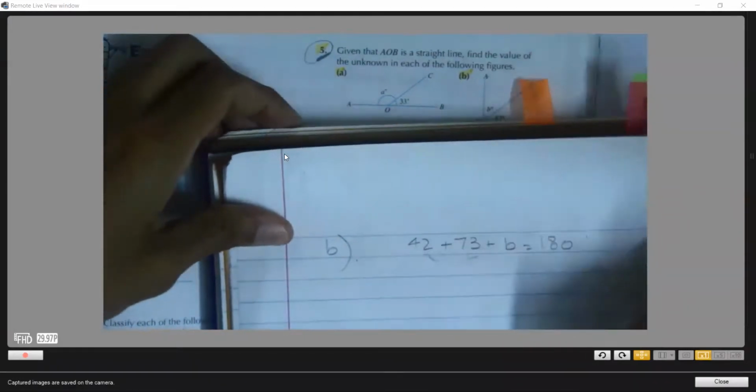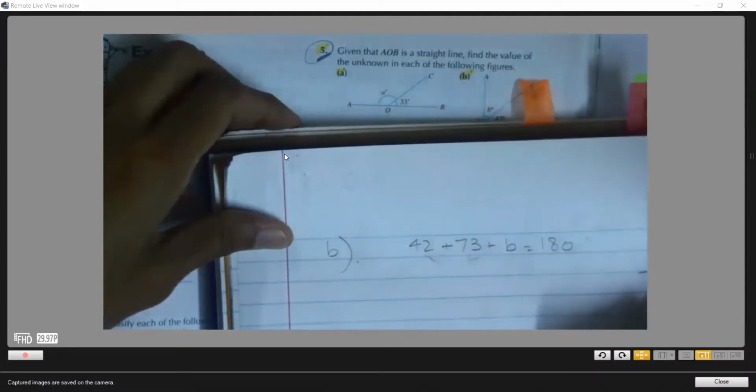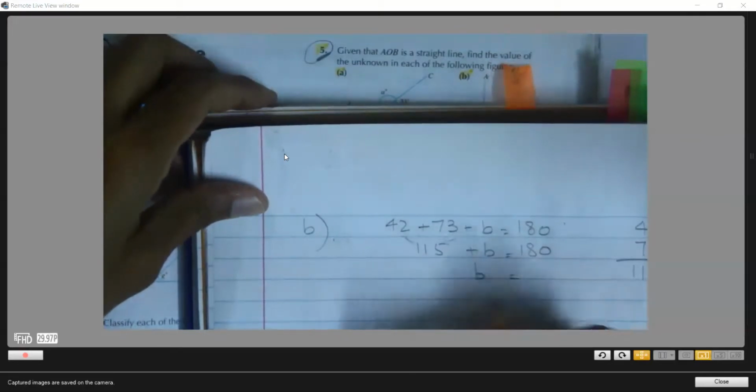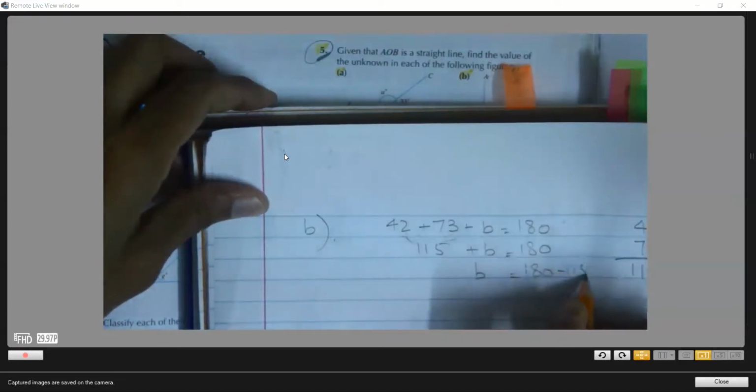Okay, so you'll have to add these up first. So what answer do you get? 115. Right, 115 plus B is equal to 180. And we will switch to the right side. It would be 180 minus 115. 180 minus 115 would be 65.